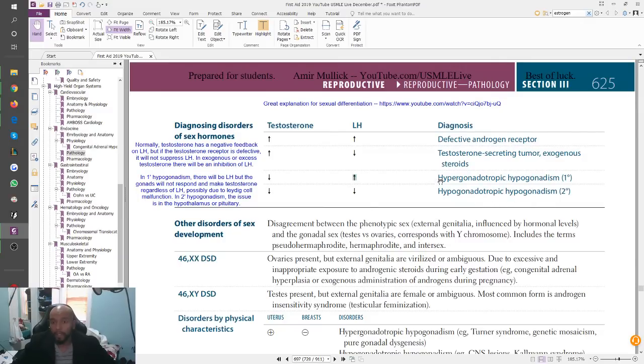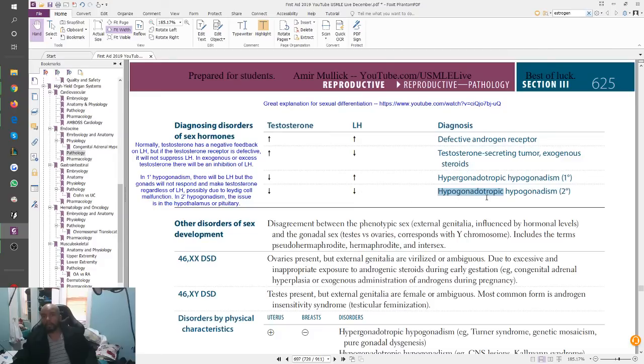Okay, but you have hypergonadotropic. This is because you're releasing gonadotropic hormones like LH and FSH, right? So hypergonadotropic is referring to the LH. Right here, this is secondary hypogonadism. In these patients, you have gonads, but you're not stimulating them because you're not making LH.